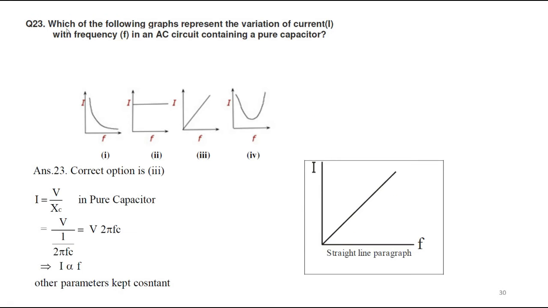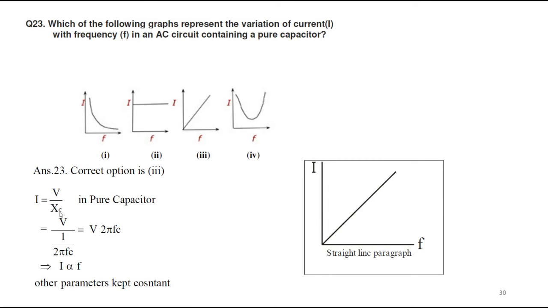Question number 23. Which of the following graphs represents the variation of current I with frequency f in an AC circuit containing a pure capacitor? 4 diagrams are given: option 1, option 2, option 3, option 4. Correct option is option 3, this one. This is the explanation given.